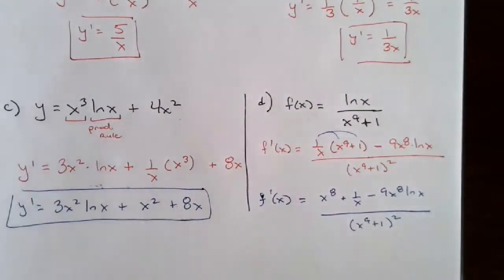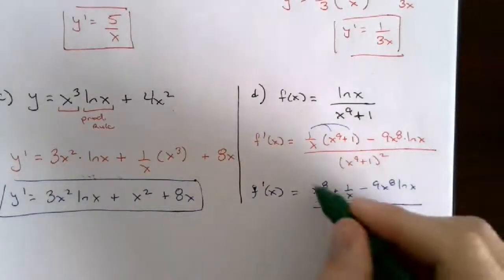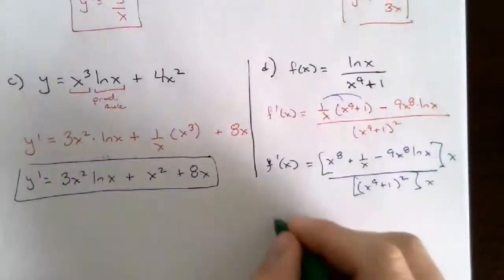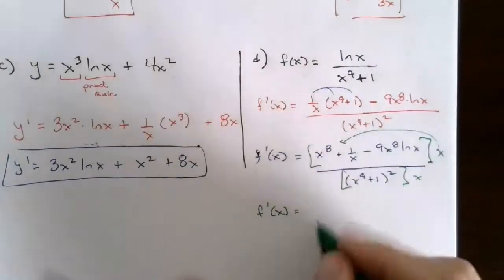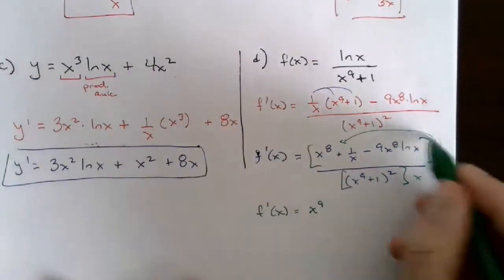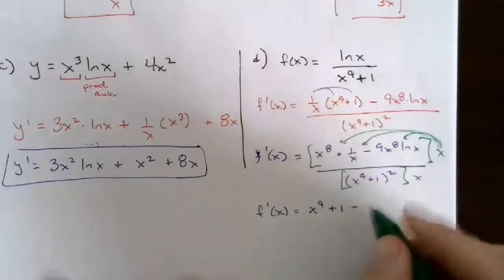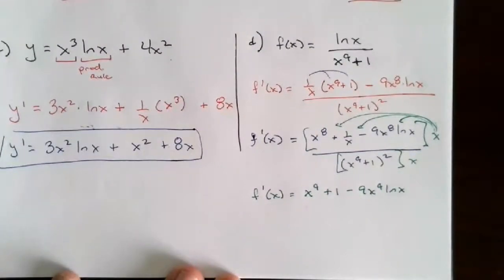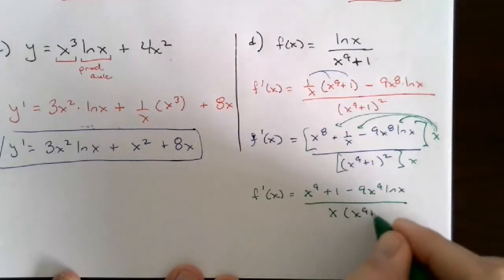And really, I don't want to leave this as a complex fraction, right? I have a fraction inside of a fraction here. So I'm going to multiply both numerator and denominator to clear fractions by the LCD of all the fractions I see, which is just x. I'm going to multiply this all by x, and I'm going to multiply this by x. This is just to simplify our complex fraction. So distributing x through here, x times x to the 8th would be x to the 9th. x times 1 over x would be plus 1. Minus x times 9x to the 8th ln x makes this 9x to the 9th ln of x, or natural log of x. And then this is over down here, x times this, just leave it right next to it, x times x to the 9th plus 1 squared.